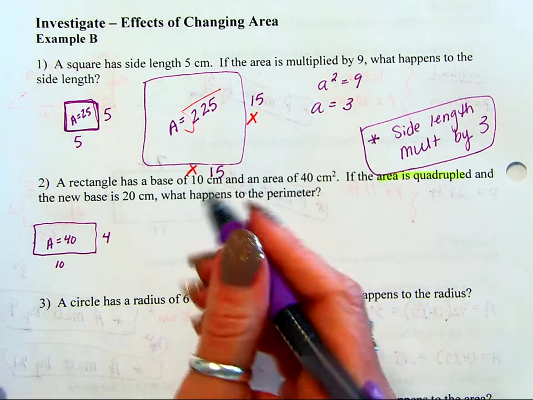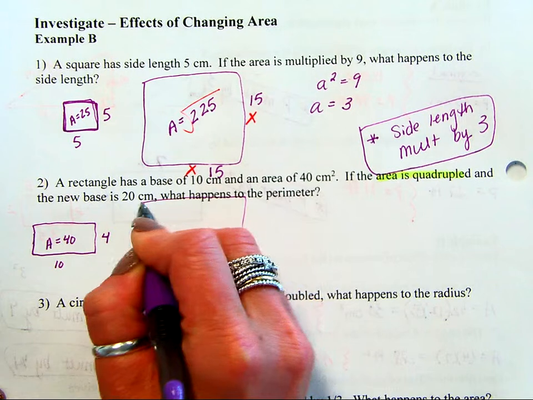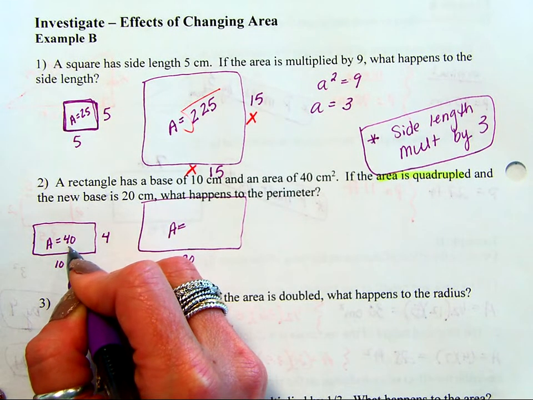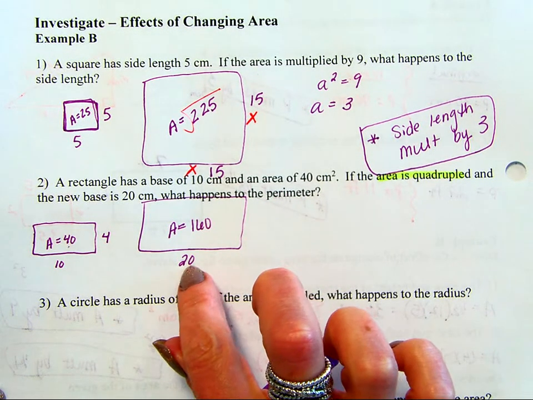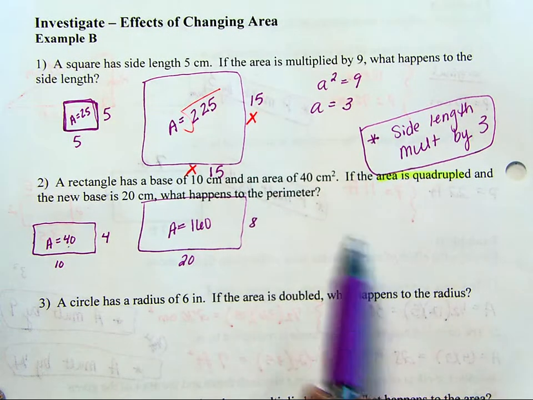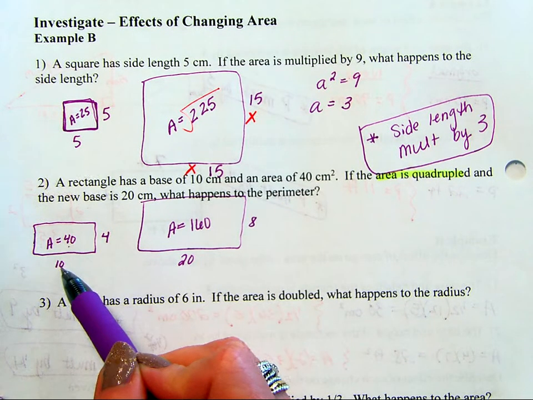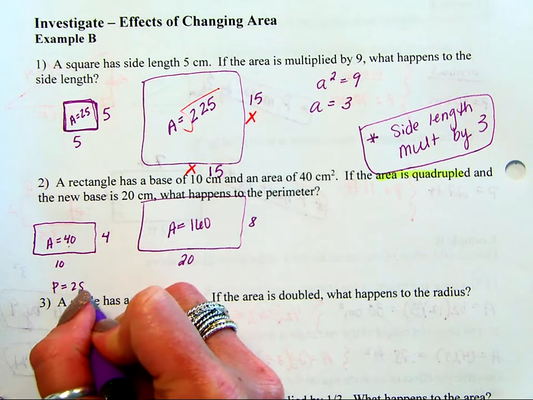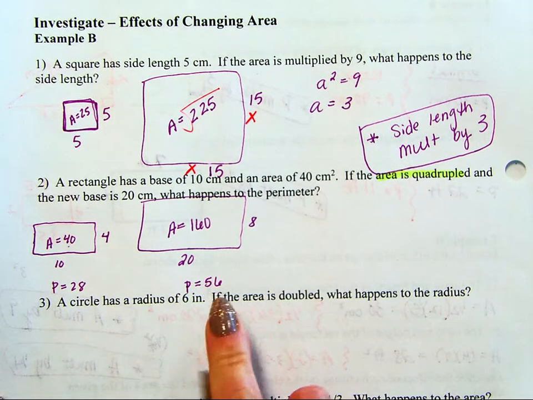So if the area is quadrupled and I have a new base of 20, it's going to be a lot bigger. Again, mine may not be drawn to scale, but quadrupled means times by 4. 40 times 4 is 160. If this is 20 and the area is 160, I would have to have a width of 8. The question is, what happens to the perimeter? I could find each perimeter by adding up my sides, 10 plus 4 plus 10 plus 4, and 20 plus 8 plus 20 plus 8, and I could compare.